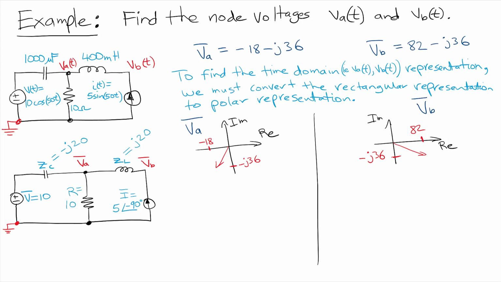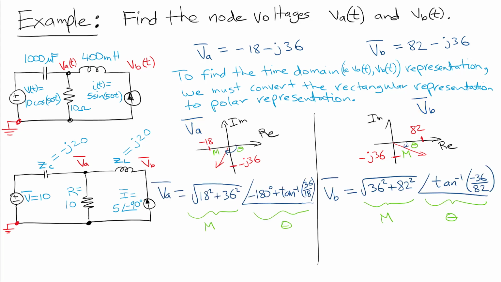So then, let's represent these two phasors in the complex plane so that we can easily find the polar form. When we do the polar form, we want to find the magnitude and the angle of each one. So this, of course, is for VA, and this is for VB. IM is of course the imaginary axis, and the horizontal is the real axis.